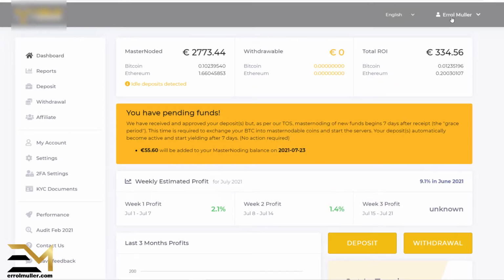If you want to see results like this, this is my account, as you can see, Errol Muller. I am currently logged in. This is my current balance: 2,773 euros, and this is growing constantly every single month, on average between 10 to 15% per month. In the month of February, we had a return of 19.2%. Yes, 19.2% for the month of February.